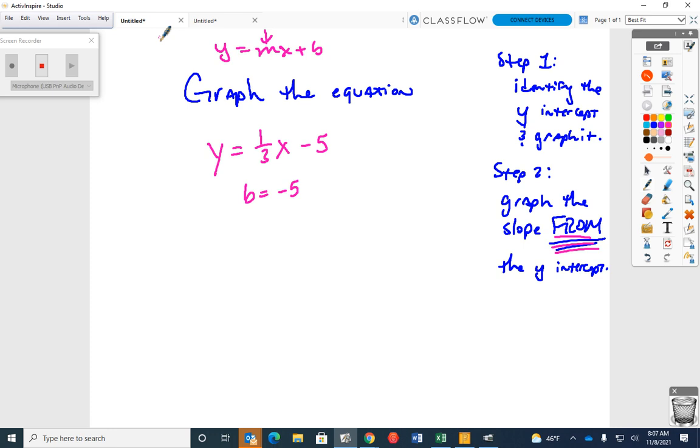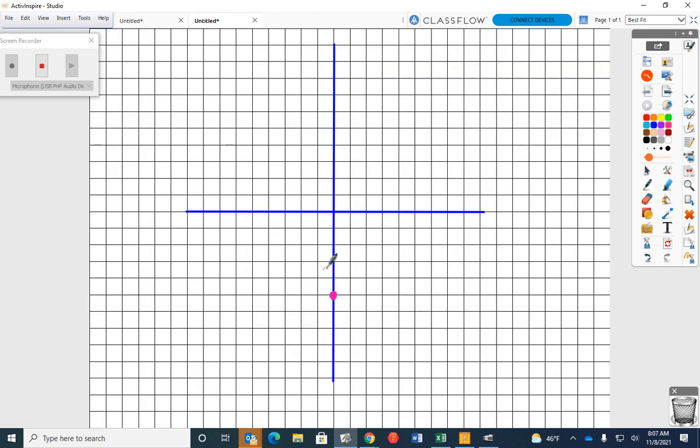Sam, help me with step 2. You take 1/3, and since it's already in fraction form, you graph it. Okay. Now this 1 is positive, isn't it? So I'm not going to go down. What am I going to do? I'm going to go up, and this bottom one is always where? Always over. Okay. So Jackson, help me graph that. 1/3. So you go up 1, over 3. Over 1, 2, 3.